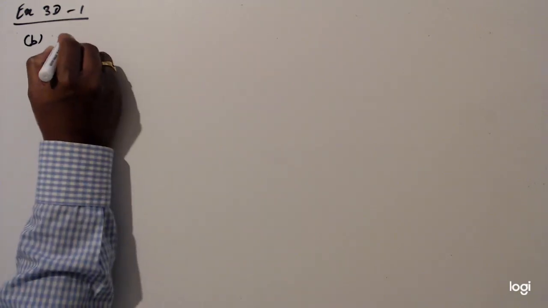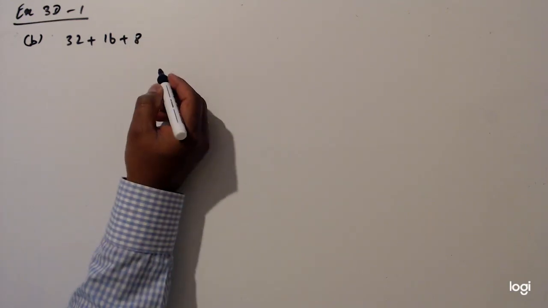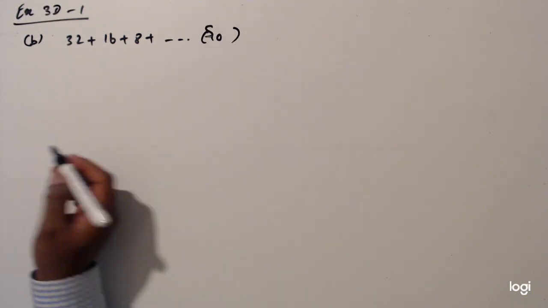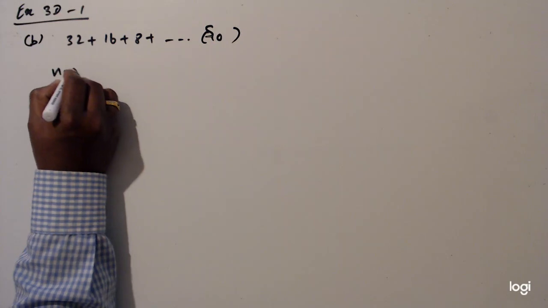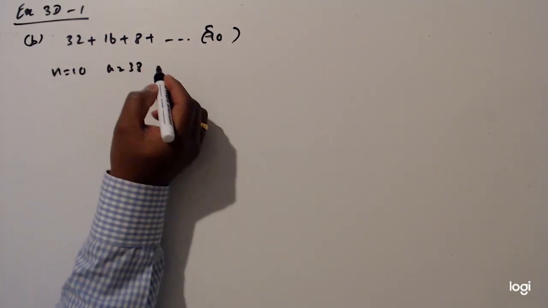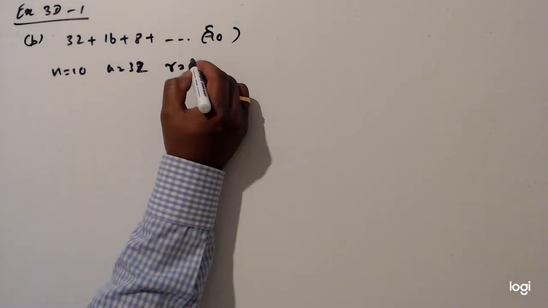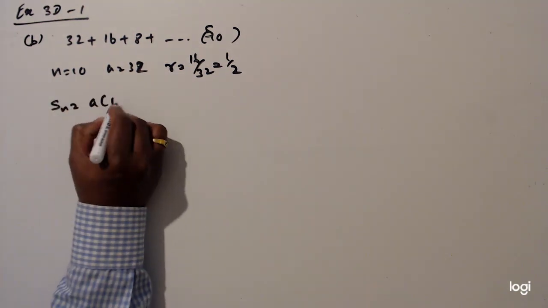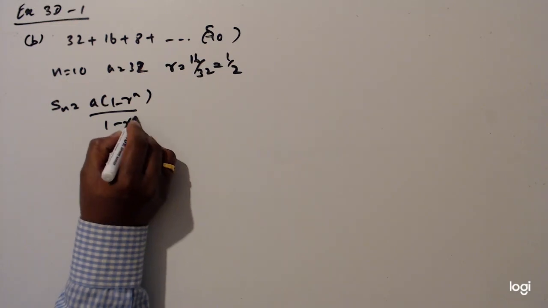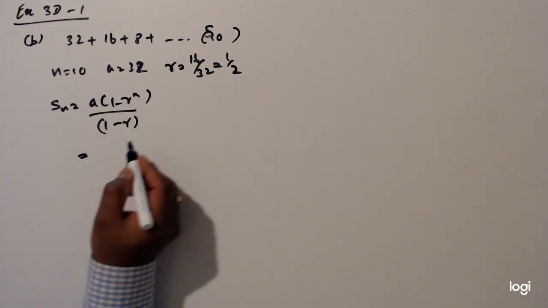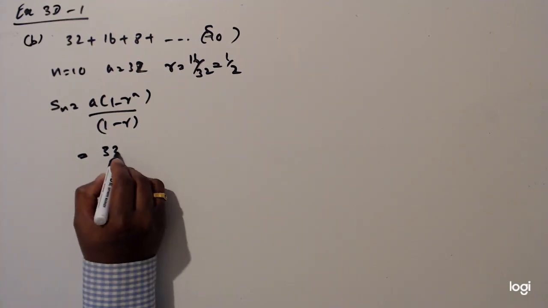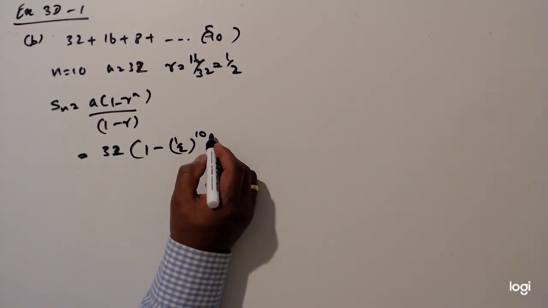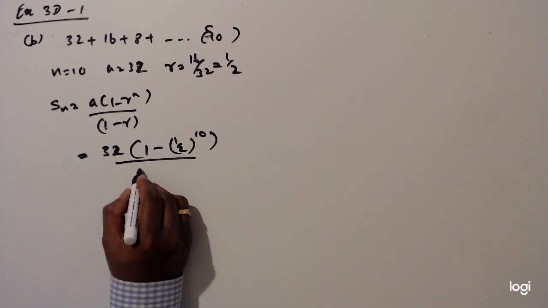Part B, 32 plus 16 plus 8 plus, and we want to find the S10. N equals 10, A equals 32, and R equals 16 divided by 32, that is half, and Sn equals A times (1 minus r^n) over (1 minus r). I use the other equation, and the A value is 32 times (1 minus half to the power 10) over (1 minus half).